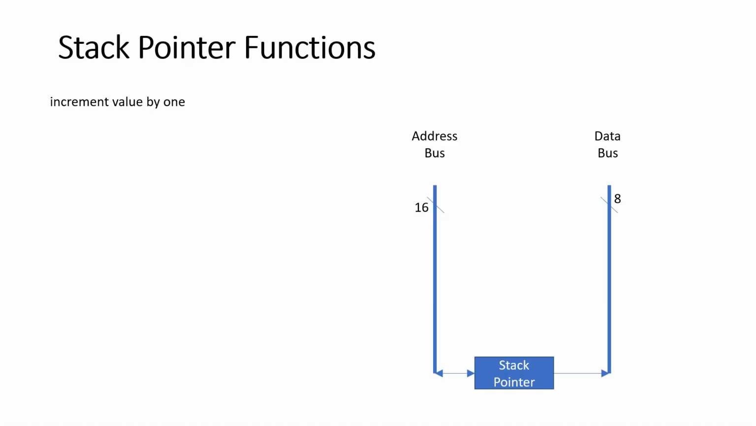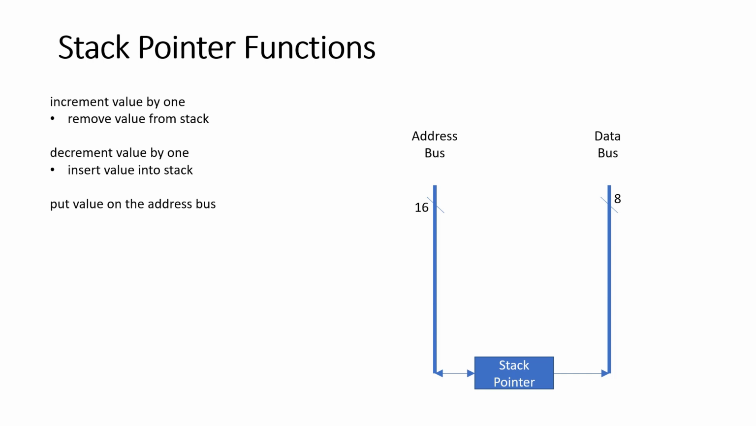Like the program counter, the stack pointer is capable of incrementing its internal value by 1, and that is done whenever one wants to remove a value from the stack, because my stack grows downwards. But it can also decrement its value by 1, and that is done whenever one wants to insert a value into the stack. So whenever the stack pointer puts its value on the address bus, the memory points to the current value of the stack.